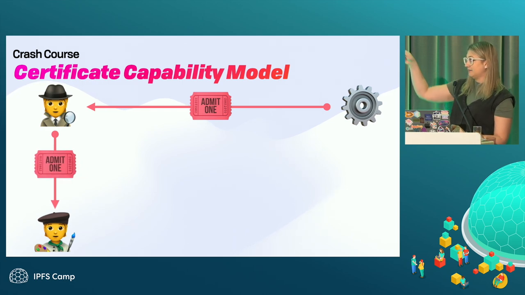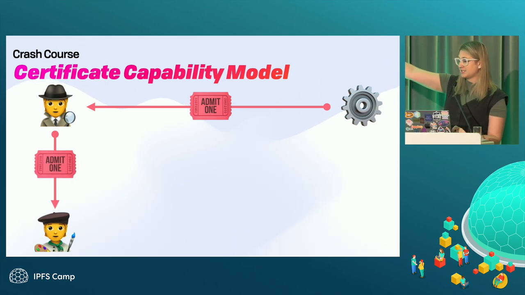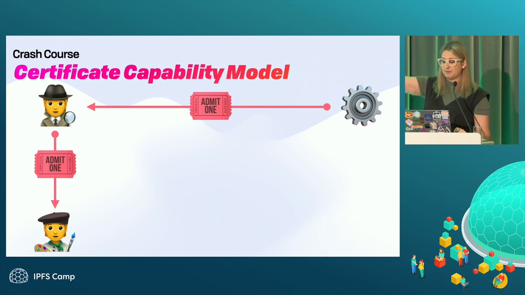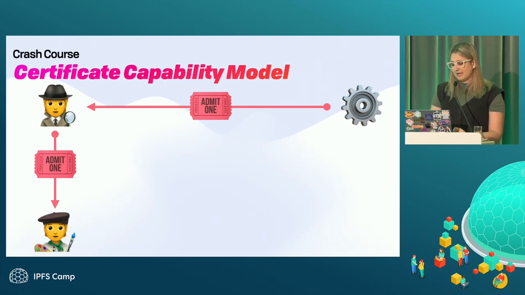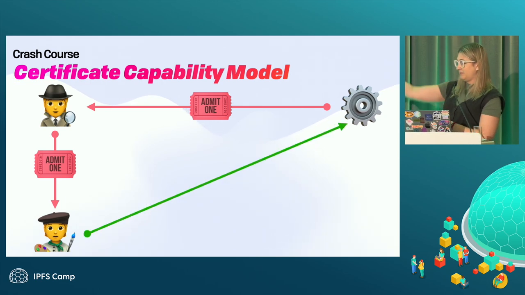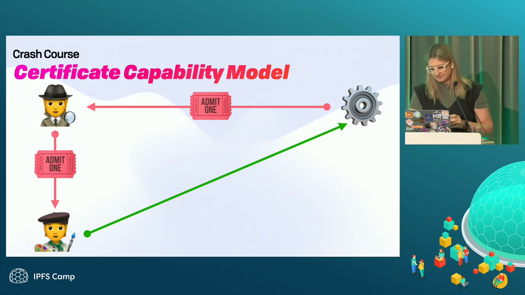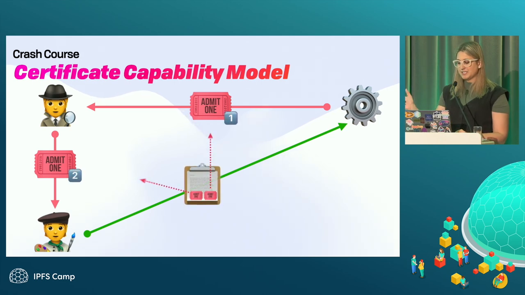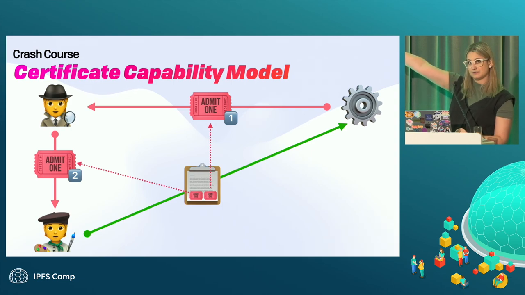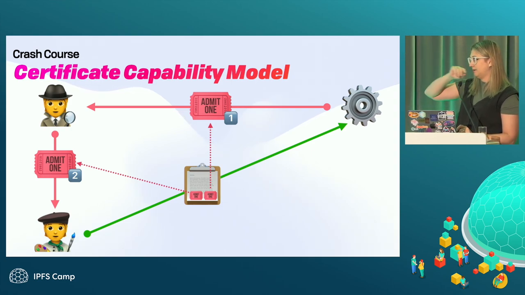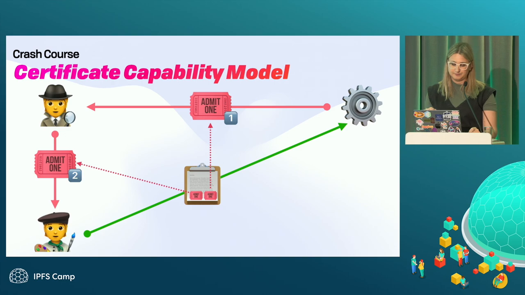So I can now create a sub-delegation from Alice to Bob using Bob's public key and my private key. And now Bob has the ability to talk to the service again without anybody else having to be online, as long as in that request we include both of those certificates. And then this is self-verifying now.